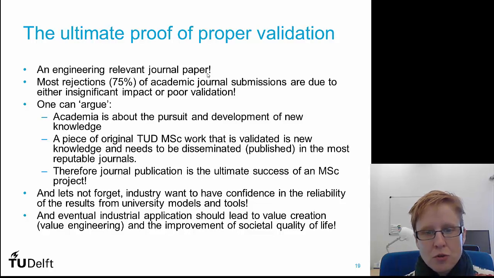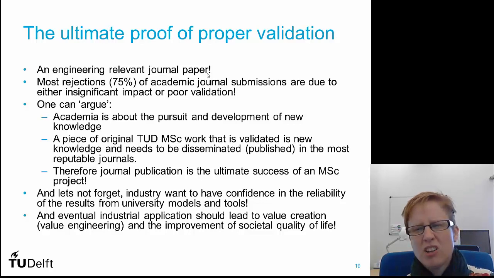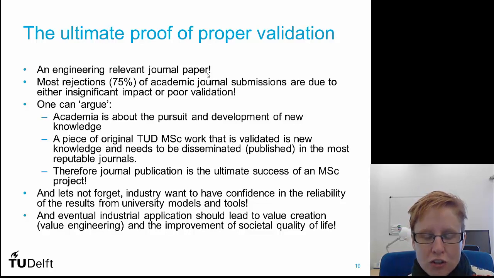If you look at rejections from academic journals, about 75% get rejected. About 75% of the rejections are due to either insignificant impact or poor validation. Insignificant impact would be, well, you haven't really added anything new. We already knew that. You just proved it slightly differently, and we really don't see the extra bonus of it. Or, it's great that you say that, but we have no idea if it's actually true because you haven't convinced us beyond a reasonable doubt.